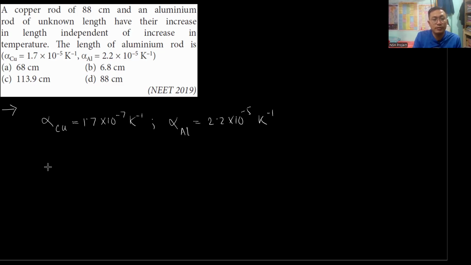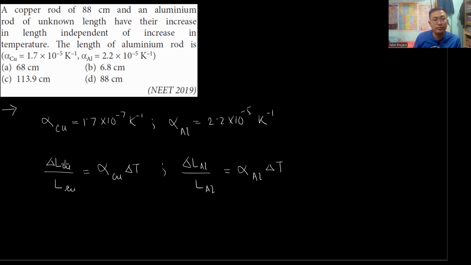Delta L for copper divided by L of copper is the strain. It is directly proportional to the temperature change, so it is equal to alpha of copper times delta T. Similarly for aluminum, delta L divided by L of aluminium is equal to alpha of aluminium times delta T.